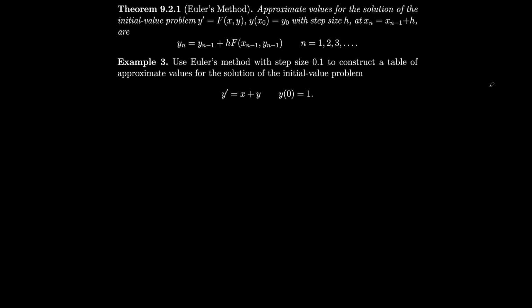Euler's method says that approximate values for the solution of the initial value problem y prime equals f of x, y, where y of x naught equals y naught, with step size h, at x values xn equals our previous x value xn minus 1 plus h, are yn, so our y value is equal to yn minus 1, our previous y value, plus our step size h times the value of the function at the previous point.